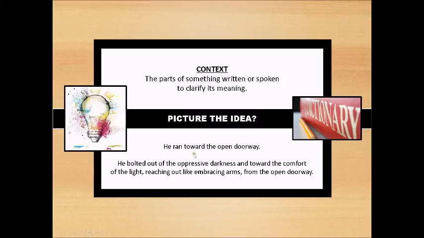To understand context better, let's look at these two sentences. He ran toward the open doorway. He bolted out of the oppressive darkness and towards the comfort of the light, reaching out like embracing arms from the open doorway. In both of these sentences, the same action is happening. There is a male running to a doorway. But one provides better context to the idea that he's running to the doorway because he's afraid of something in the dark.